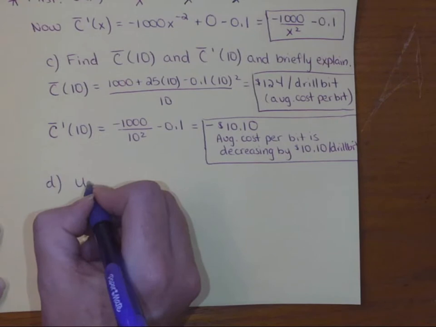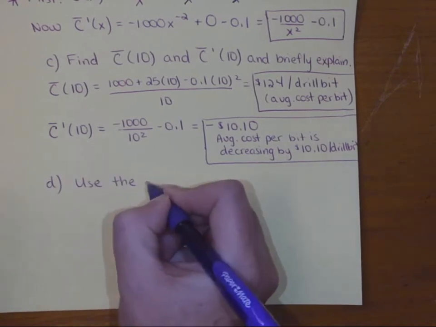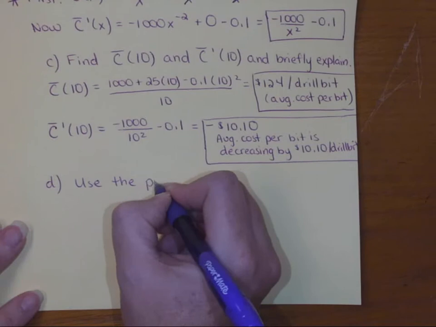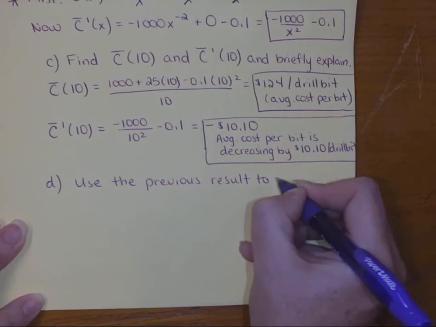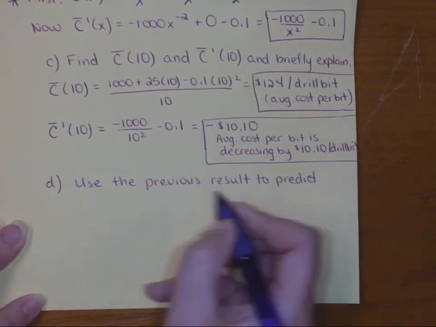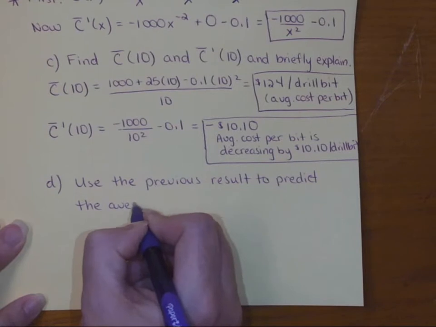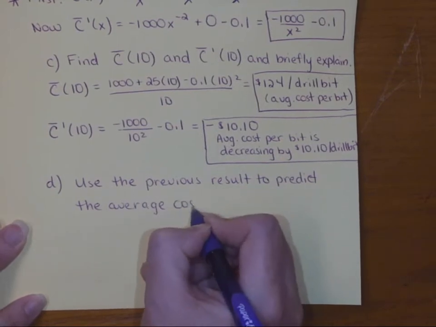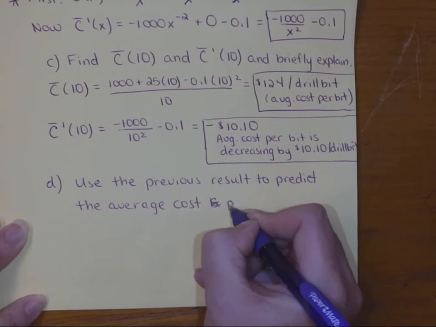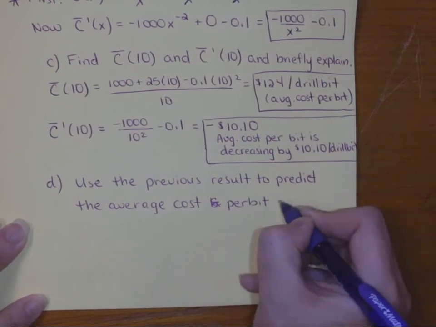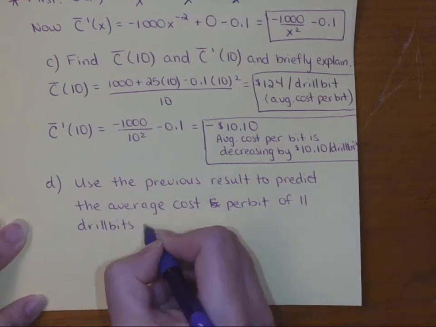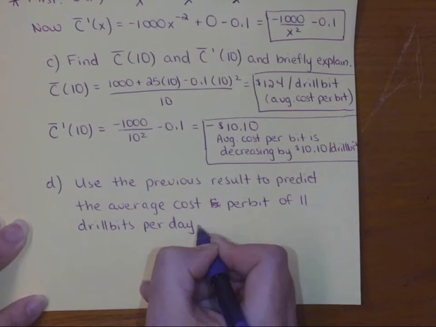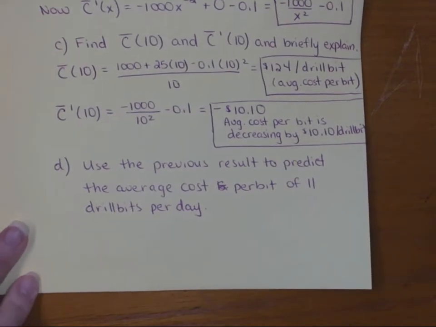All right, so lastly for this one, what if I ask you to use the previous result to predict the average cost per bit of 11 drill bits per day? So I just found some information about 10 drill bits per day. So what would you expect, or what would you predict would happen if we make an 11th one?